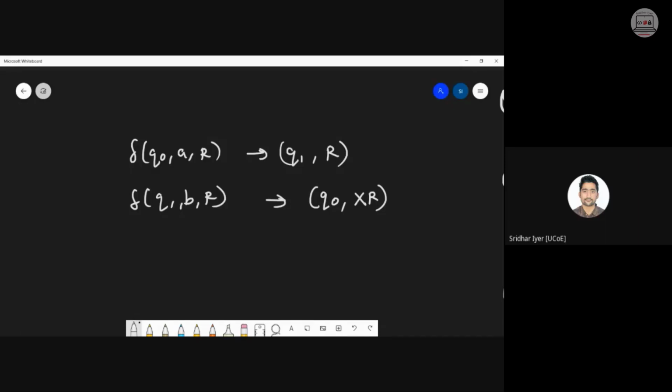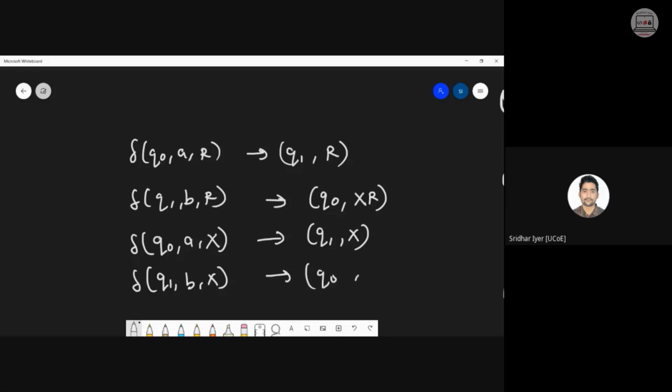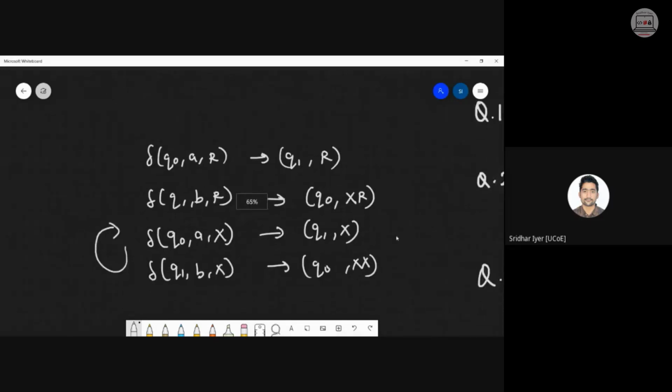I need to go back to Q0, right? If I'm not wrong. Now you have to add one more transition. The transition will be somewhat like this: Q0, A on top of X this time, because we have added one X. So it will be Q1 comma X, and next up it is Q1 comma B on top of X. Again it will go back to Q0, and this particular transition will be looped, if I am not wrong. Kindly have a look and tell me if it is correct or not.